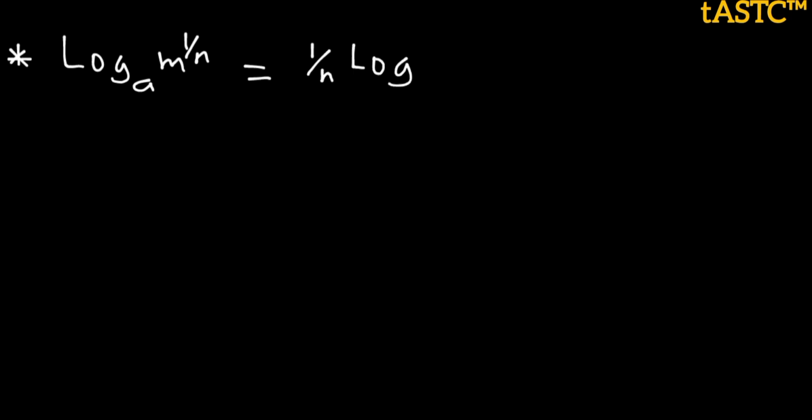Now here is another one. If you have log to the base a of m to the power of 1 divided by n, this is going to be rewritten as 1 over n multiplied by log to the base a of m. And this could also be written as log to the base a to the power of n, and you're going to have an m here. So this is another law you really need to bear at the back of your mind.